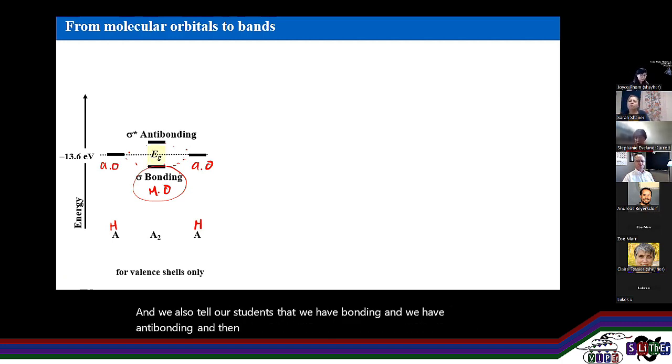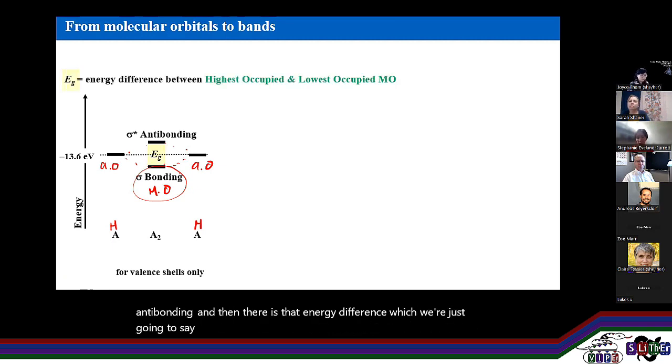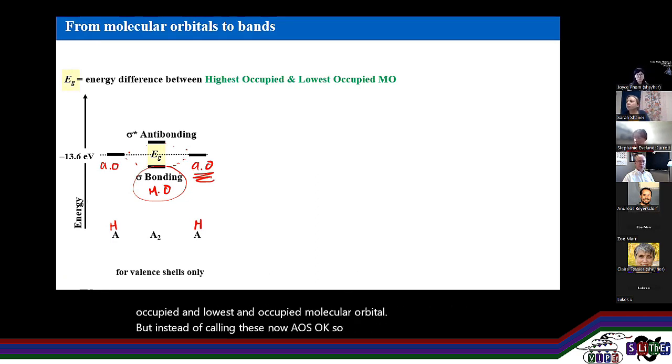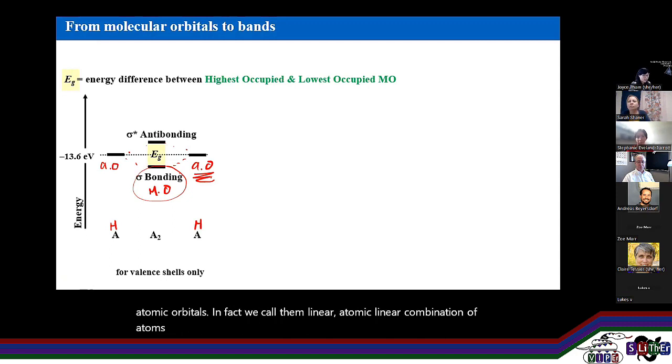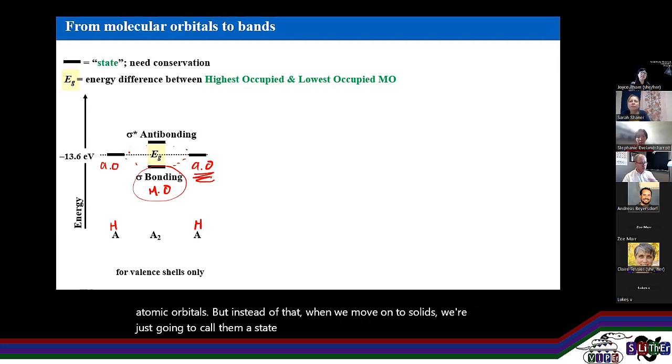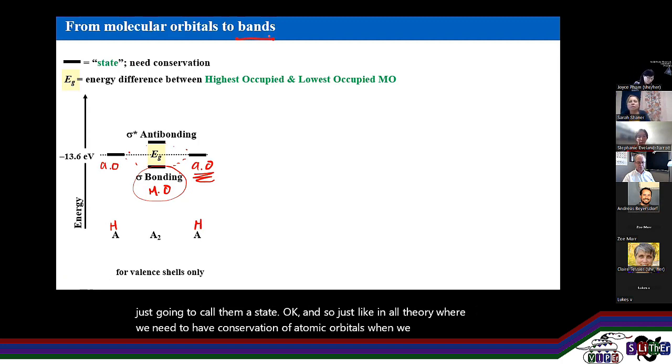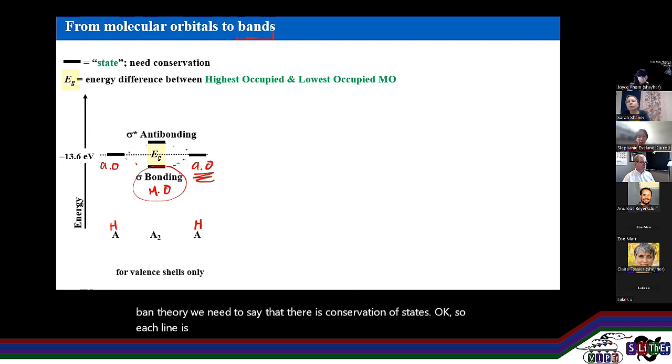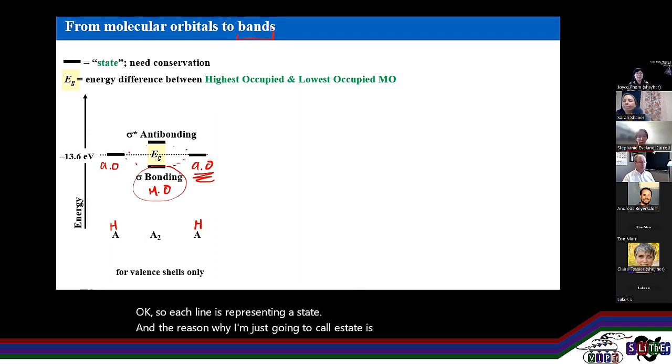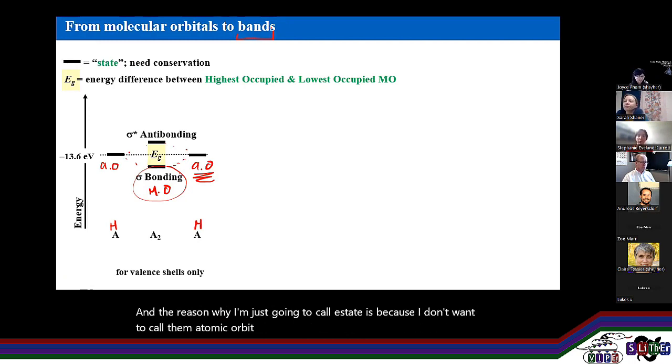And then there is that energy difference, which we're just going to say right now is the difference between the highest occupied and lowest unoccupied molecular orbital. In MO theory, we call them atomic orbitals, in fact linear combination of atomic orbitals. But when we move on to solids, we're just going to call them a state, okay? Just like in MO theory, where we need to have conservation of atomic orbitals, when we move on to band theory, we need to say that there is conservation of states. So each line is representing a state. The reason I'm just going to call it a state is because I don't want to call them atomic orbitals for now, and we'll talk about that in a little bit.